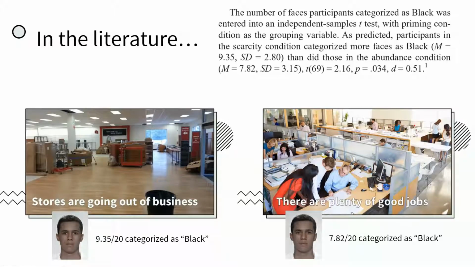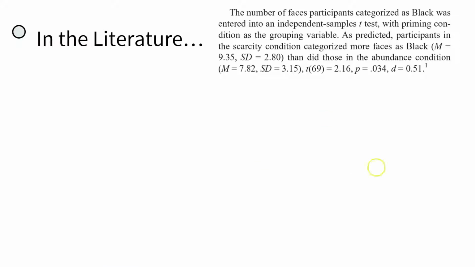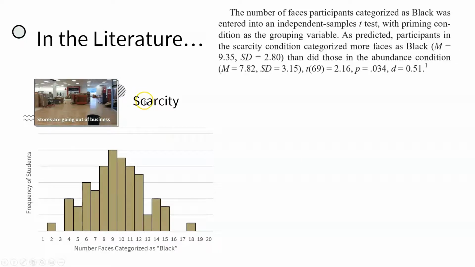Alright, so let's take a look at what the data might have looked like for these two conditions. We recognize that in a scarcity condition, people were averaging a mean of 9.35 faces categorized as black. I've just made up some fake data down here, but I forced it to average out to 9.35. The number of faces people categorize as black could range from 0 to 20, and what that would mean is they were calling every single face black.